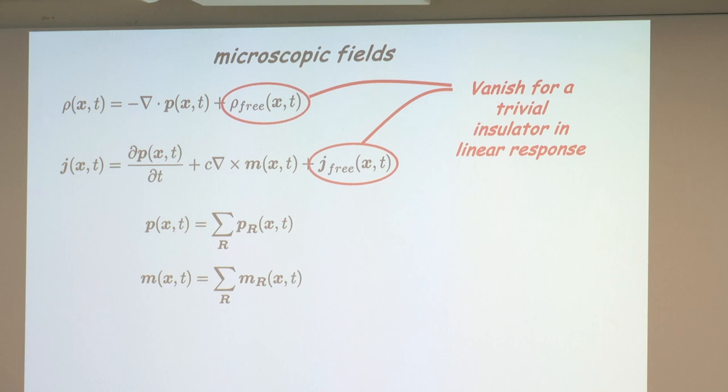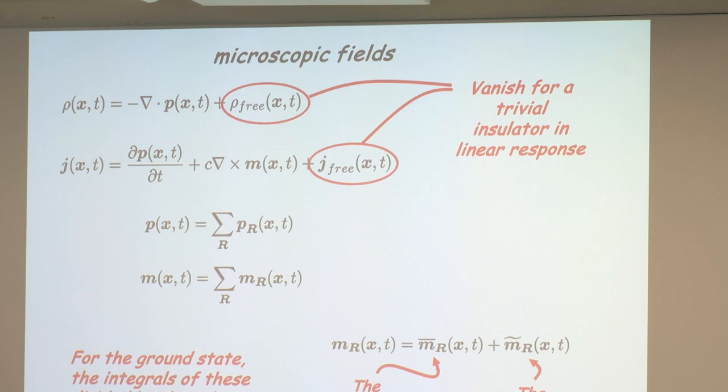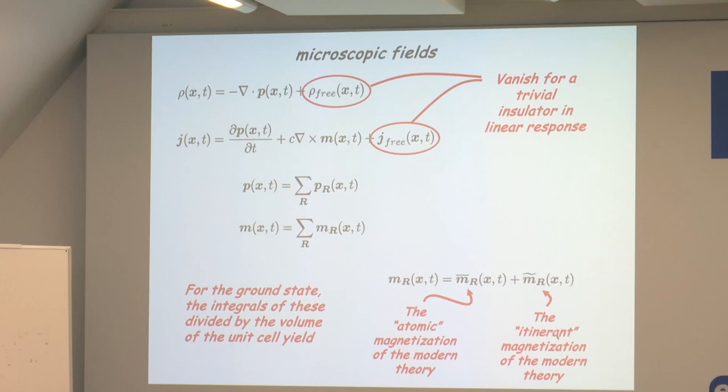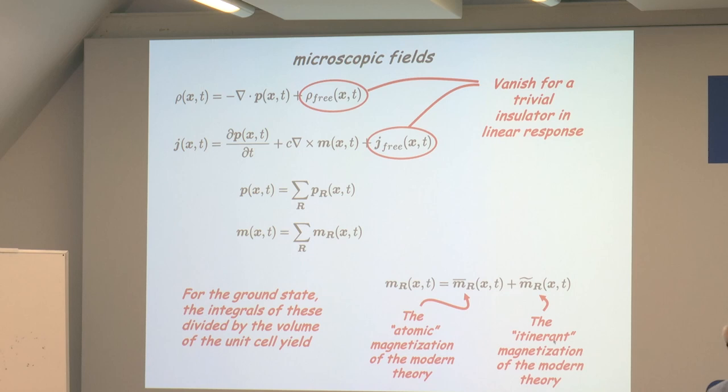And also, this M that we wrote as the sum of these two things, well, for the ground state, if I take the integrals of these things and divide by the volume of the unit cell, for this one I get the atomic magnetization of the modern theory. It's not surprising, maybe, because the M bar, I started out with an atomic-like quantity. But for the integral of the M tilde, I get the itinerant magnetization of the modern theory. Okay? So the ground state gives the macroscopic magnetization that I would expect from the modern theory, and also the macroscopic polarization that I would expect from the macroscopic theory.